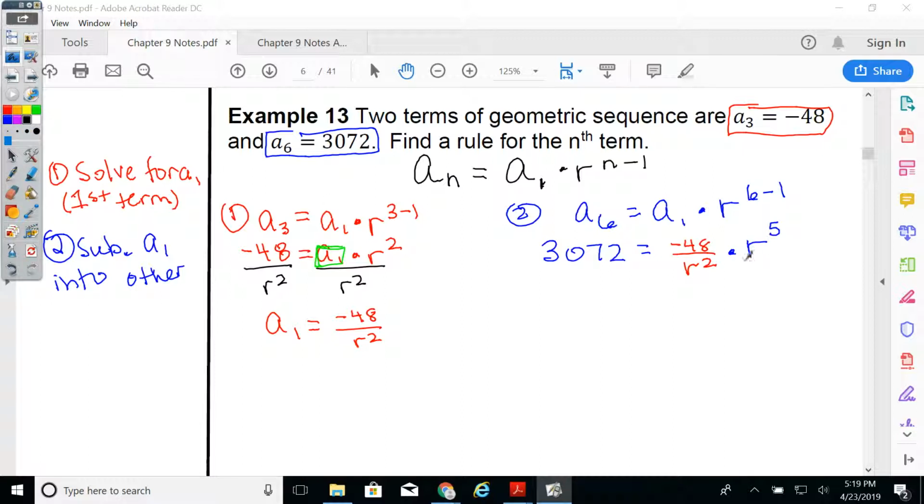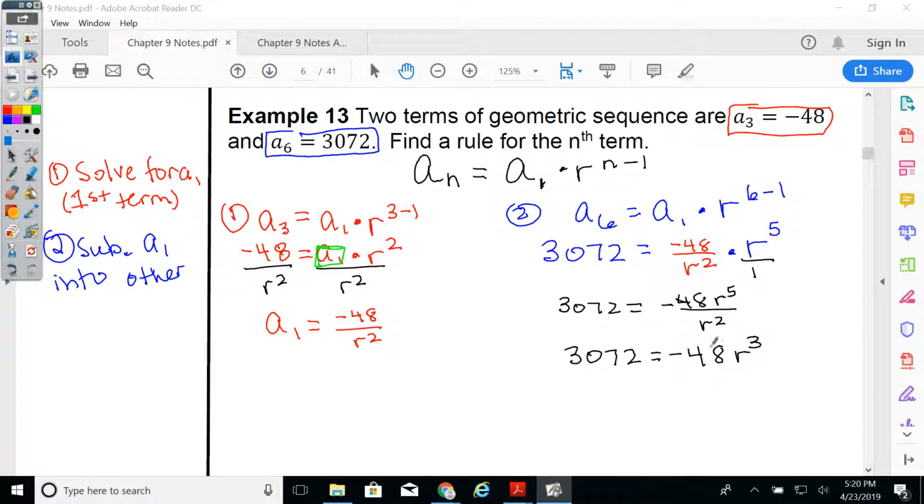All right, so this is like the fraction. If I do top, top, bottom, bottom, 3072 equals negative 48 r to the 5th over r squared. So you have to remember your properties of exponents here. When you're dividing two numbers, you subtract their exponents. So I would get 3072 equals negative 48 r, 5 minus 2 is 3. And that's why we picked the smaller one to solve for, because if we did it the other way, we'd end up getting a negative exponent, and then that would require more work.